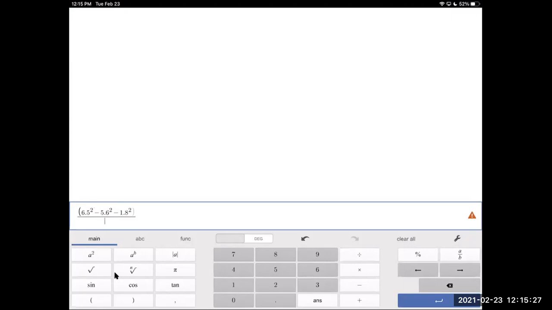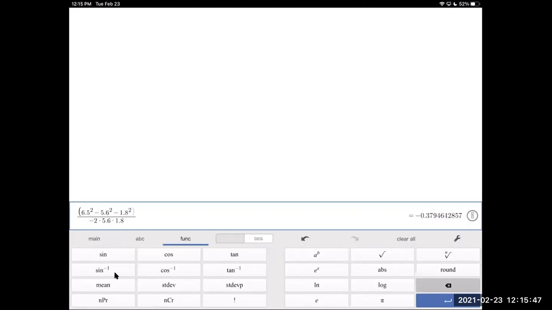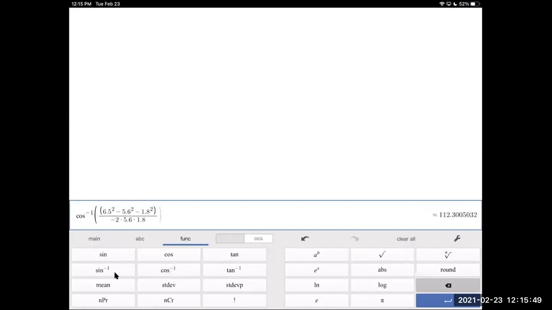I forgot to enter inverse cosine, but we can do that after. -2 times 5.6 times 1.8. And let's say you have that all and you want the inverse cosine in front of that. So inverse cosine function, inverse cosine of all of that. And yes, Cody, that is correct.